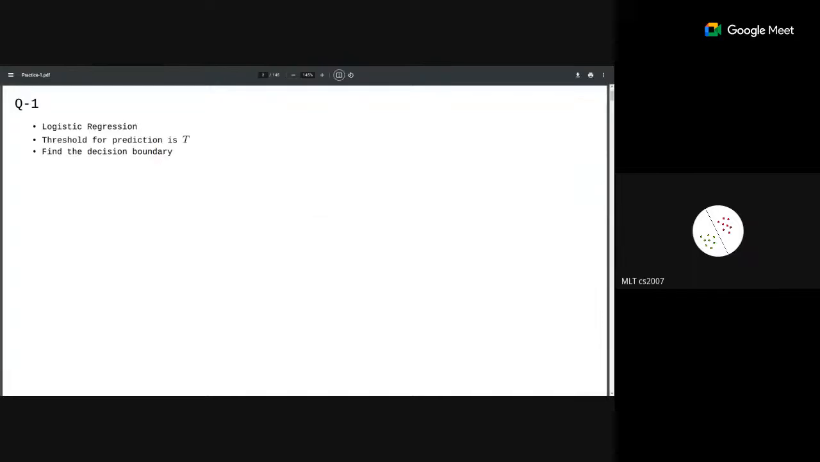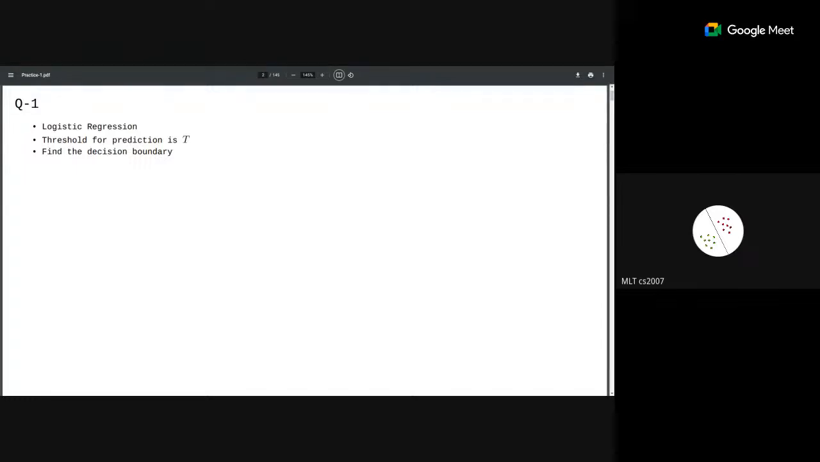The first question is this. We'll start with logistic regression. That's week 9. You have a logistic regression model, and the threshold for prediction is t. If you recall, logistic regression models return a probability as their output, and depending on a threshold that we set, you can determine the final predicted label of the model. It is 1 if the probability is greater than the threshold. If the probability turns out to be less than the threshold, the predicted label is 0. So this is the idea of thresholding in the case of logistic regression models. That's the simple setup.